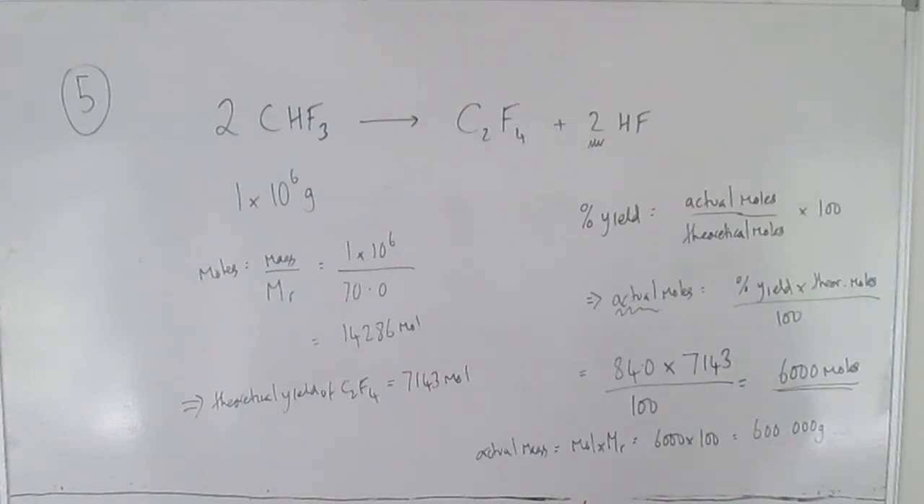You could leave the answer as that, but if it wanted it in tons, you then just have to divide by 10 to the power 6, which gives you 0.600 tons, if you wanted to turn it back into that.